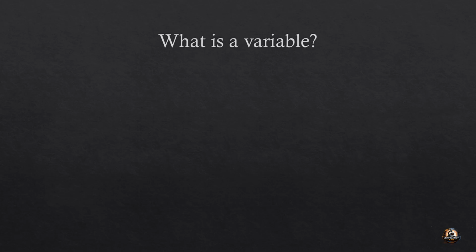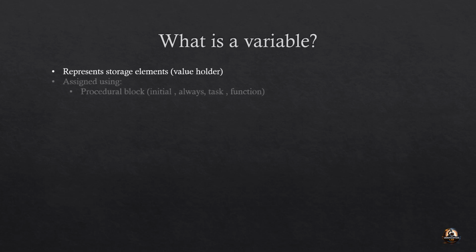What is a variable? Now let's switch to another scenario. You have a register that stores a value, that is a variable. So it represents storage elements, a value holder, assigned using procedural blocks. Procedural blocks are those blocks in which code executes sequentially. Initial, always, task, and function are those blocks. So we can say it remembers the value. It is updated step by step inside a procedural block.